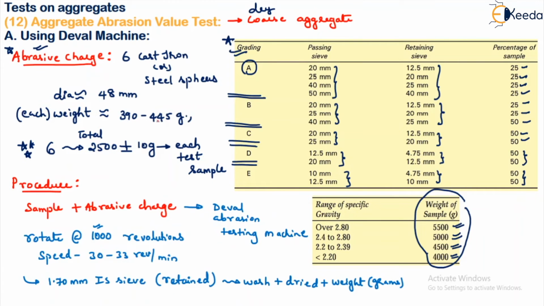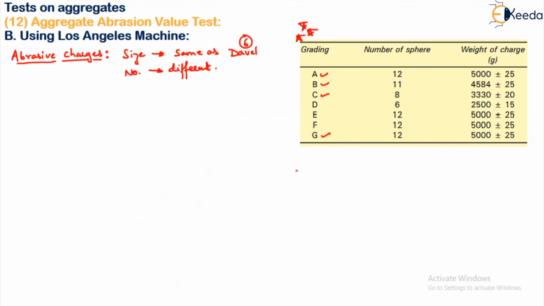How much was the total weight? See, 2500 plus or minus 10 grams and it is always 6, but here the number is going to change. Obviously when the number is changing, the weight will also change. So 5000 plus or minus 25, like this for different numbers it will go on varying. Is it clear? So generally, based on the grade of the aggregate which you are testing, the abrasive charges will differ.